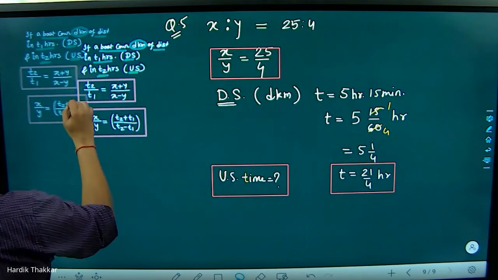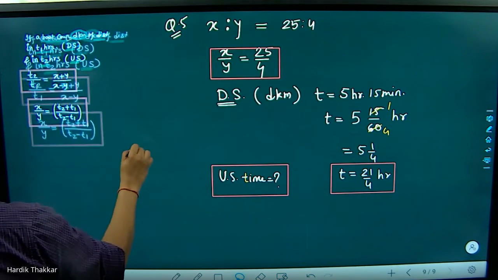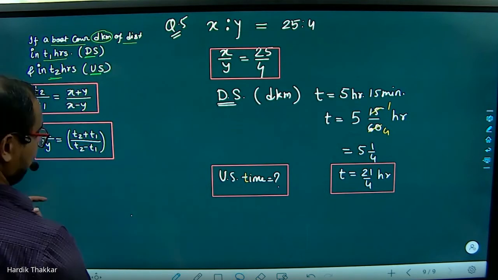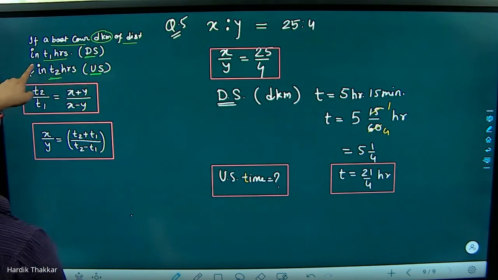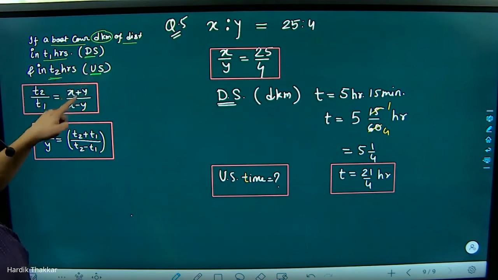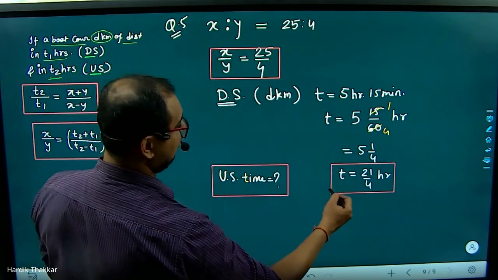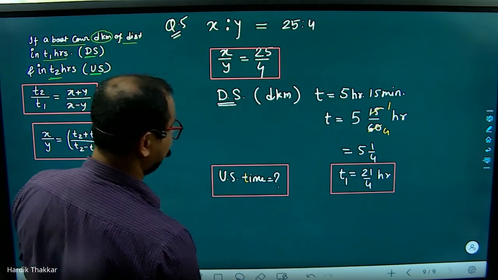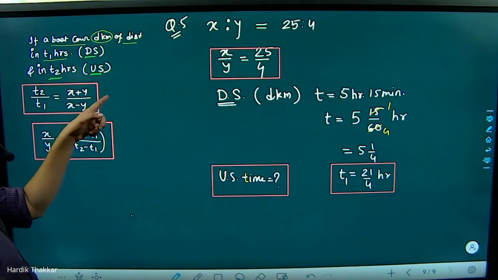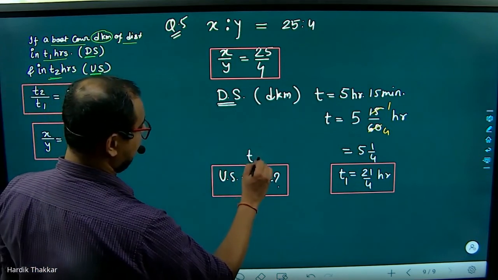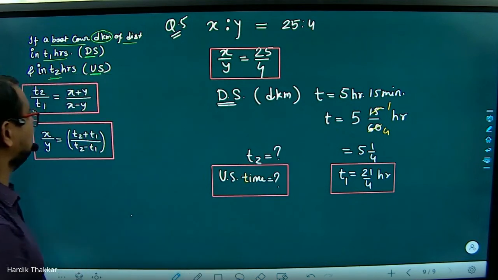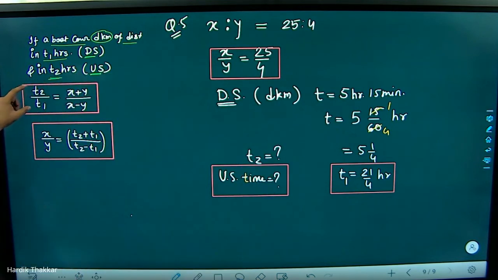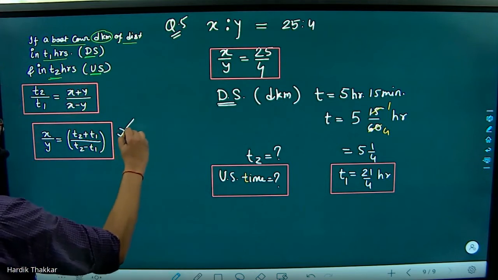Now just compare this statement with the condition given in the question. So if a boat goes d kilometer of distance in t1 hours in case of downstream, whatever time is taken in case of downstream, we will consider it as t1, and t2 in case of upstream. So the upstream time which we have to calculate, we will consider it as t2. Then the ratio of t2 by t1 will be like this, or the ratio of the speed of boats will be like this. So we will use this particular formula, this particular property.